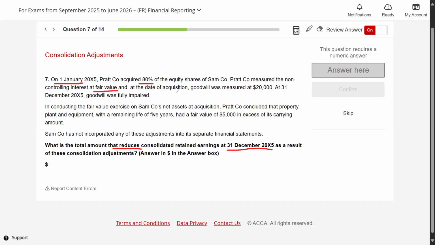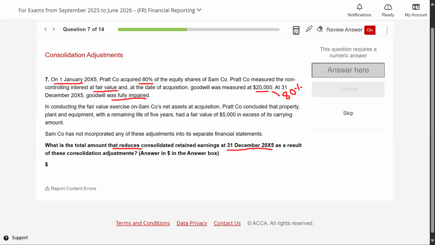At the date of acquisition, the goodwill was measured at 20,000. At 31st of December, the goodwill was fully impaired. So at the start, when we took over the company, there was goodwill, but at the year end, there is no goodwill. So we need to charge this goodwill to the retained earnings, and we're going to charge the 80%. Okay, do you agree? This is what we need to understand. We're going to charge the controlling interest, because this is only talking about the retained earnings.